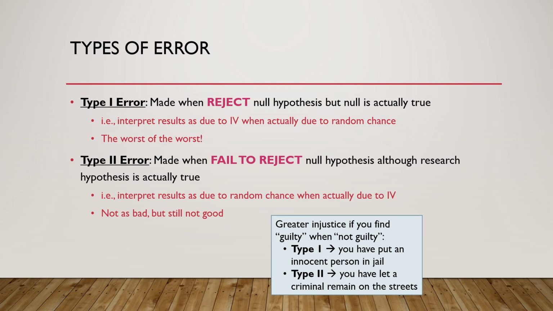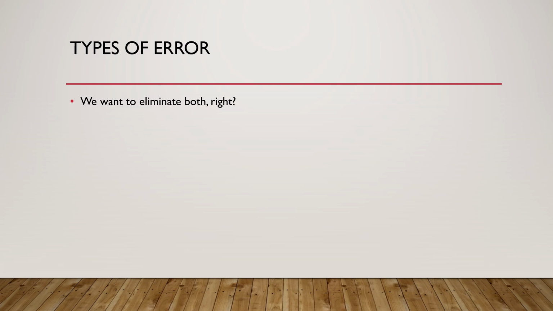I'm going to try it again. So type 2 can be a little bit easier. We can progress in science a little bit easier than if we make a type 1 error. That's why it's the worst of the worst. While type 1 is worse than a type 2, we still don't like either. We want to make just correct decisions.